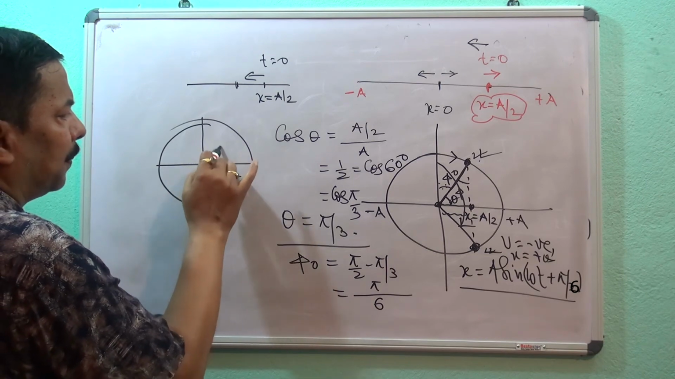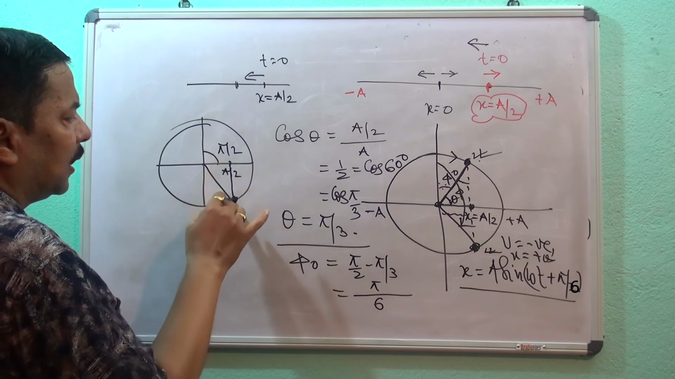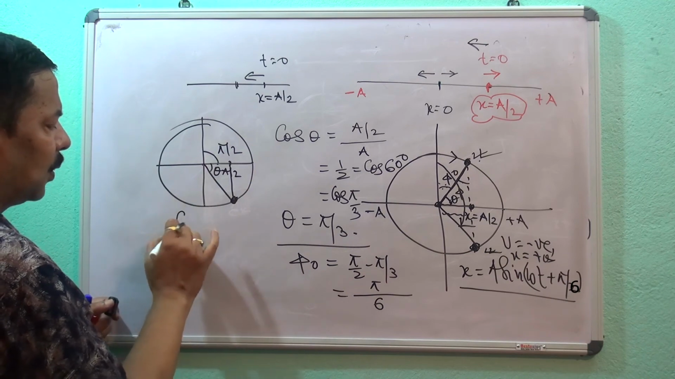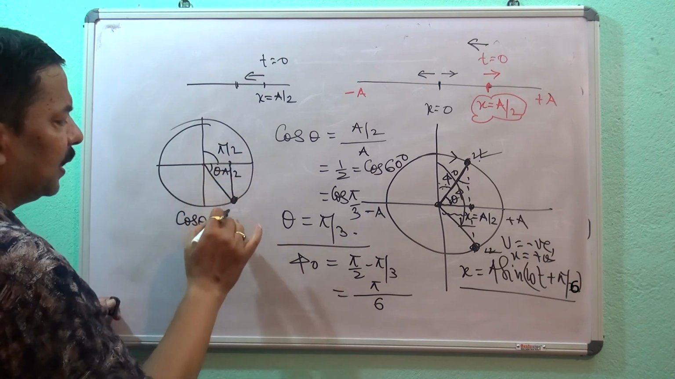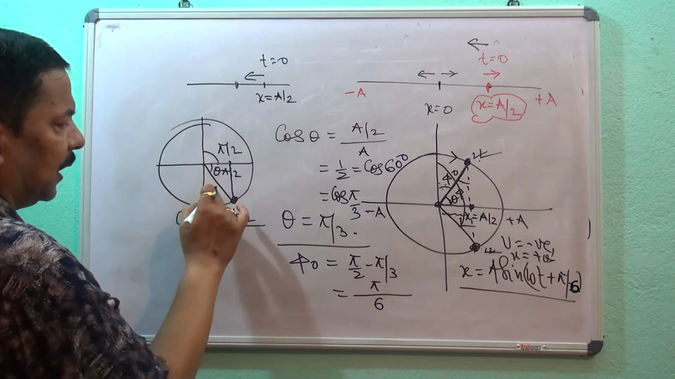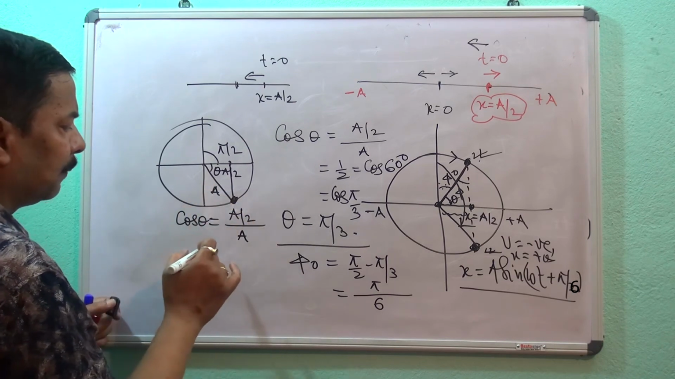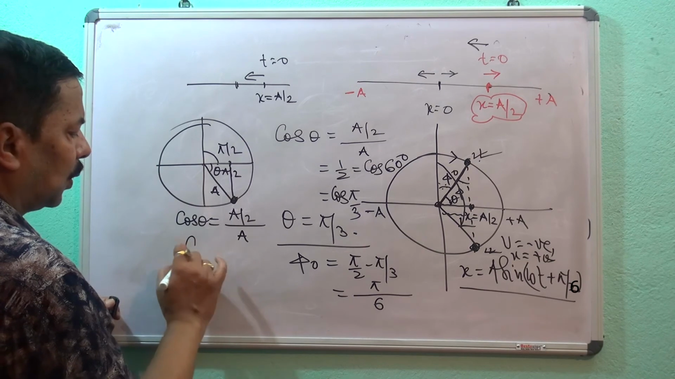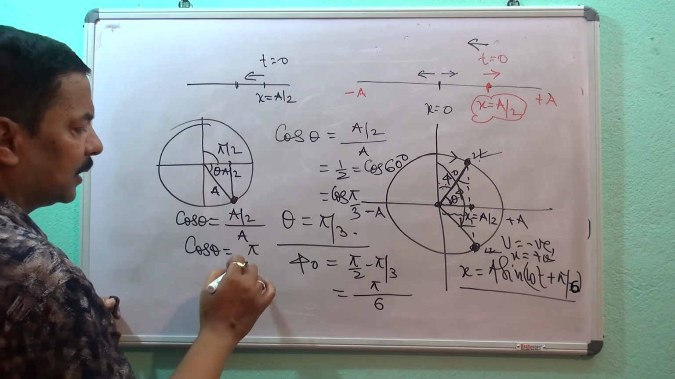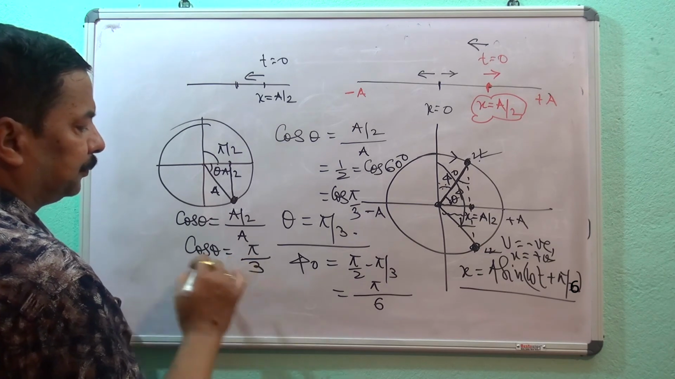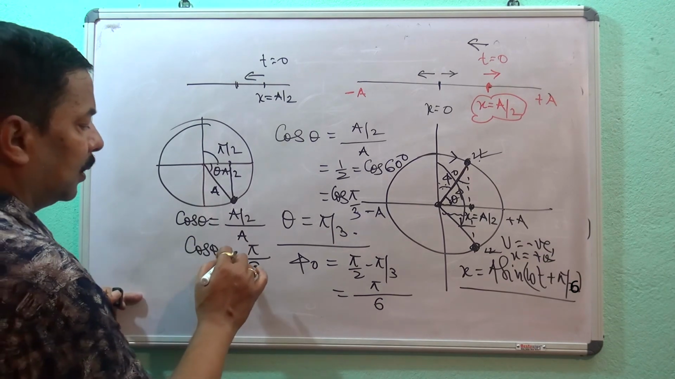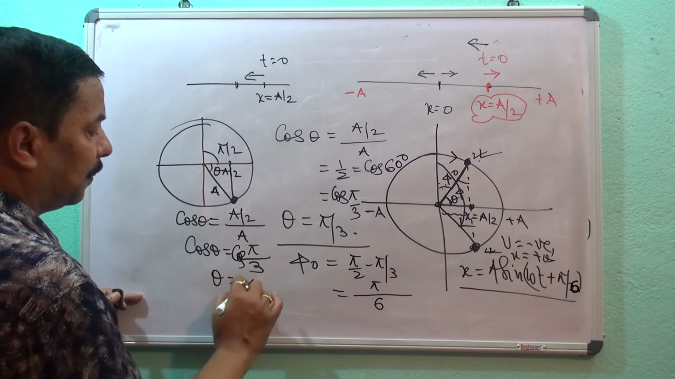This is your pi by 2, and here this angle, suppose theta, so cos theta is equal to base a by 2 over hypotenuse a. So we are getting cos theta equal to cos 60 degree. 60 degree is how much? Pi by 3, since 180 by 3 is 60. So theta is pi by 3.